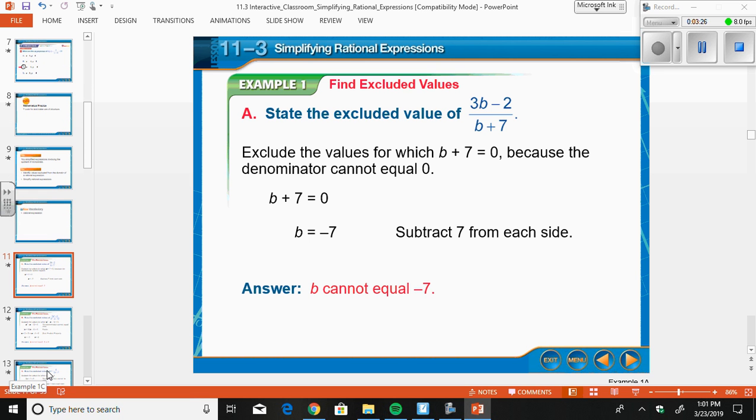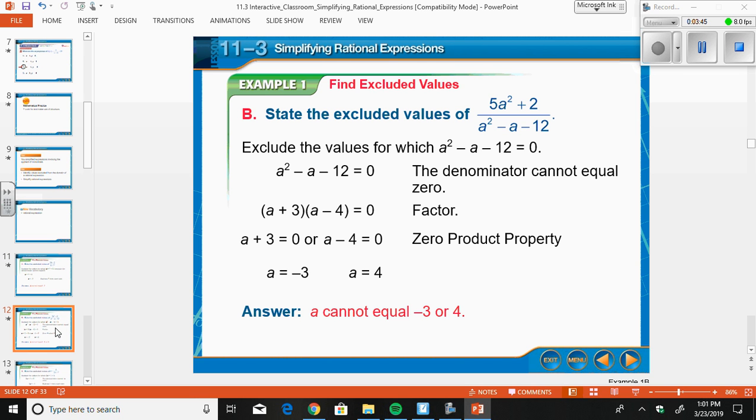Rational expressions or CAB. State the excluded value. So that's when the denominator is equal to 0. So b is equal to negative 7. So subtract 7 from your side. So the answer is b cannot be equal to negative 7, so it must be excluded here, just like we did before. And now we get to see a little more complex.